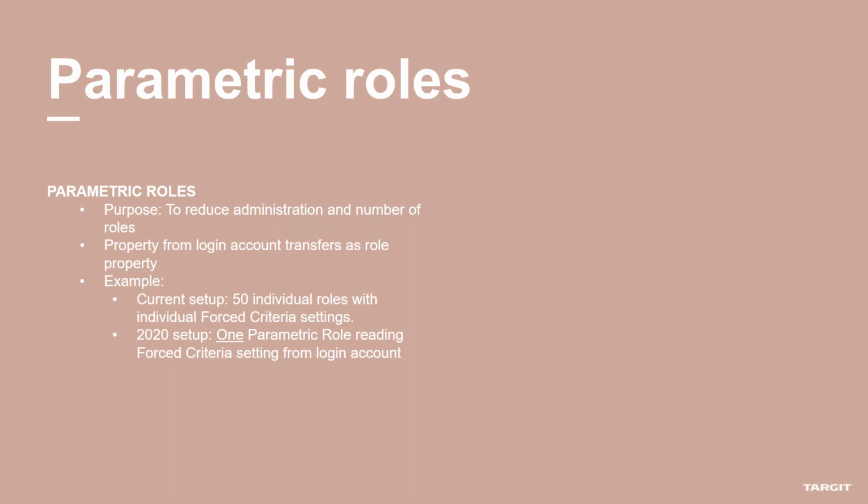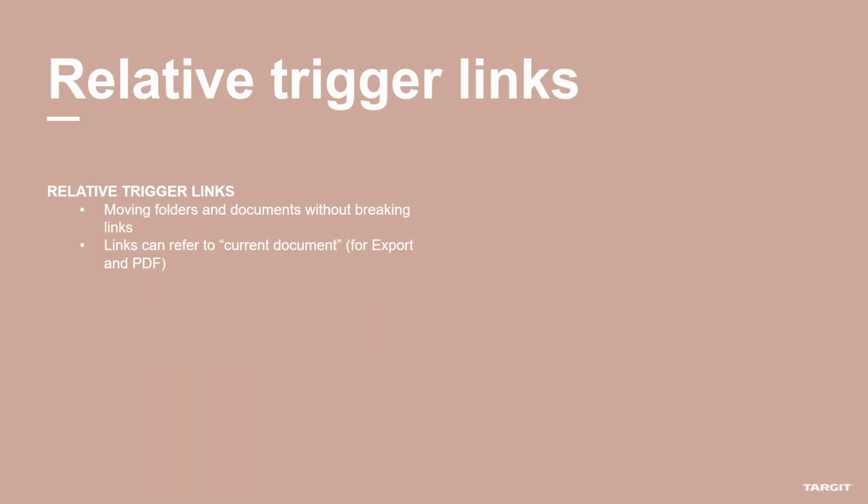Other things coming in the 2020 version are these relative trigger links. You may know the problem today if you have documents with triggers pointing to other documents. Now, if you should happen to move that document or maybe rename that document, move it into a different folder, for instance, then the trigger will no longer work. But if we set up these triggers in a relative way instead, it should be able to keep the trigger. So even if you move it to a different folder, the trigger will still be working.